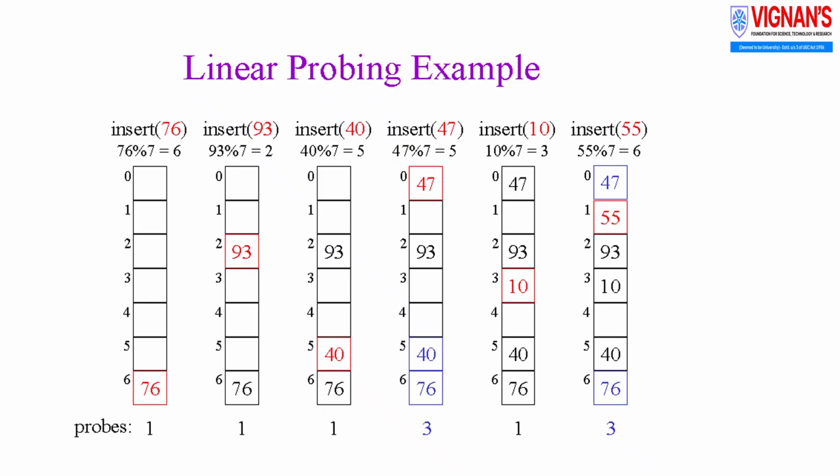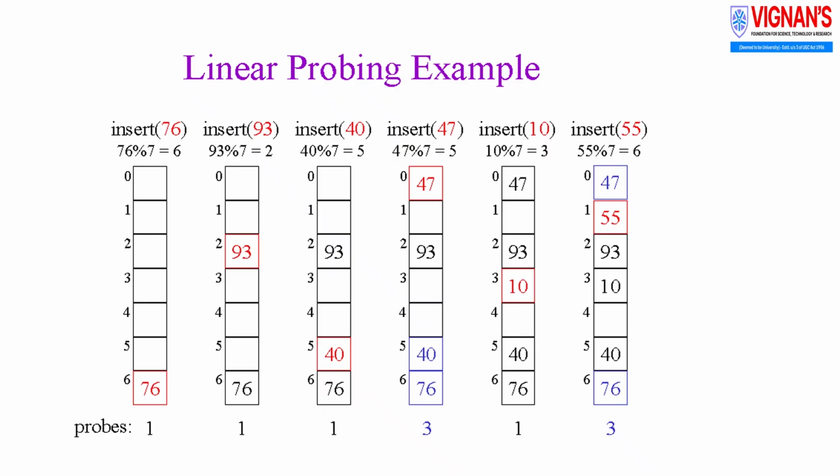Next, insert 93. 93 mod 7 equals 2. So 93 is placed at index 2. Number of probes, 1. Next, insert 40. 40 mod 7 equals 5. So 40 goes to index 5. Number of probes, 1.